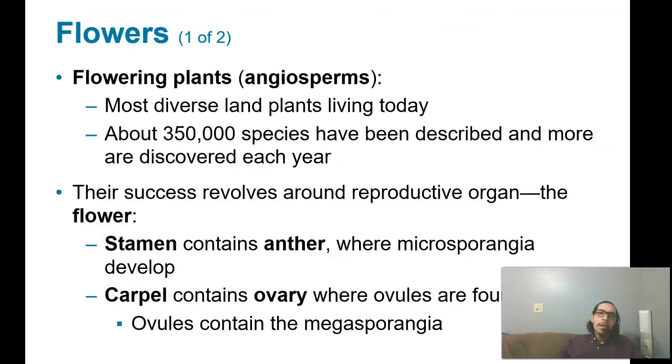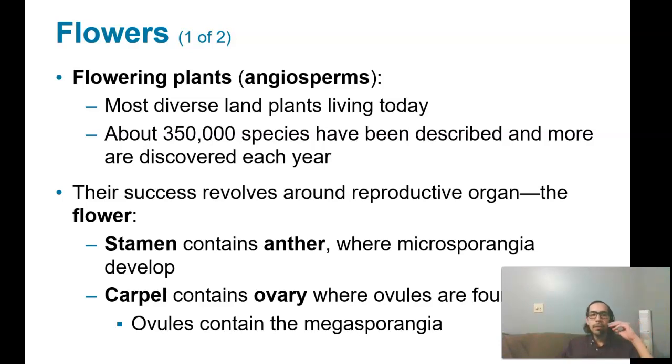For flowering plants, or angiosperms, they are the most diverse land plants on the planet today. There are about 350,000 species that have been described, but that's only what they have described so far. There's still a lot to be discovered. And the reason that they are the most diverse revolves around their reproductive organ, the flower.